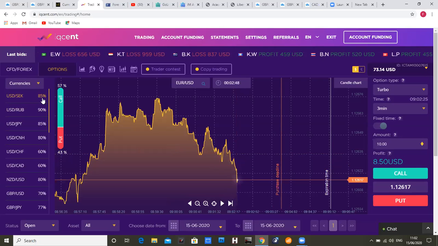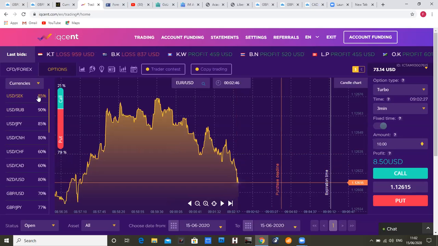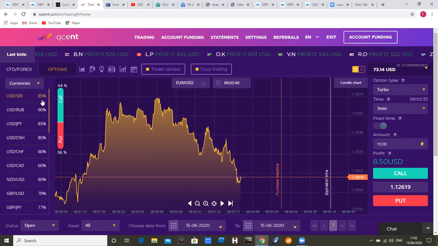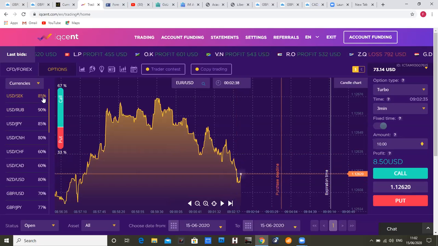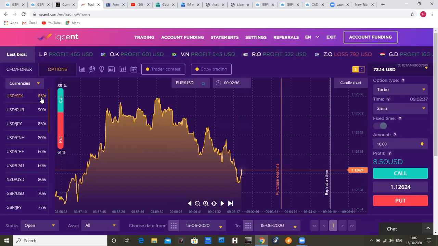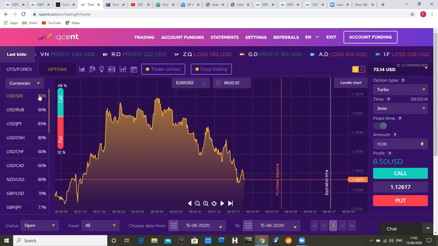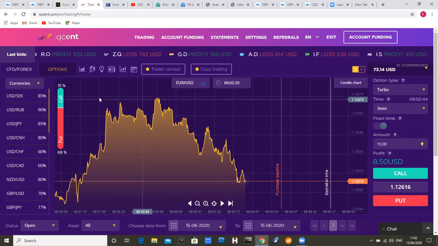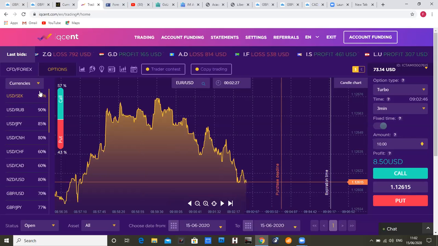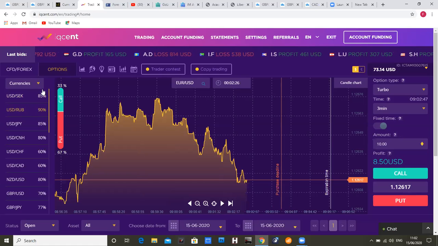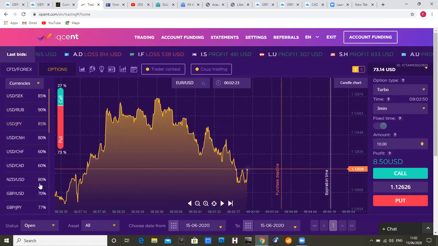You'll be seeing how that works soon. What it means is if I use $10 to place a call or a put, where a call means a buy and a put means a sell, and the market keeps selling, or the market is below my entry for a sell, I'm going to get $8.5 in the time expiry I put. I'll be telling you what time expiry is. So these are different percentages. Each currency has its own percentage.